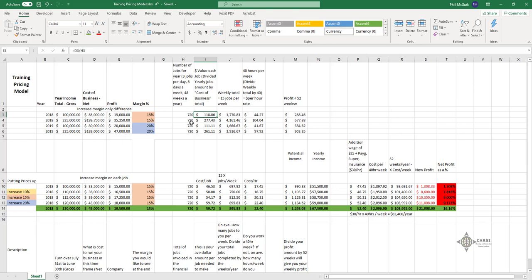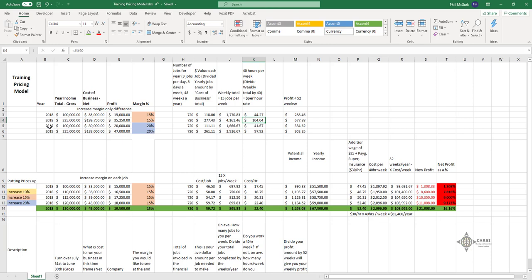I did 720 jobs for the year again. So again, 3 jobs per day on a 5-day week for 48 weeks of the year, 720 jobs. Cost per job, it cost the business $277.43 to do each one of these 720 jobs, costing the business $199,750 at the end of the year. So each week it cost the company $4,161.46, or $104.04 per hour.